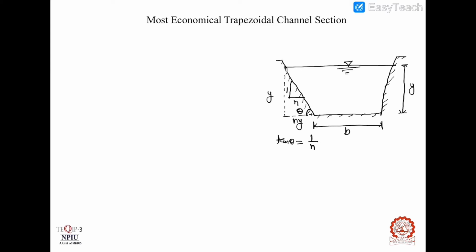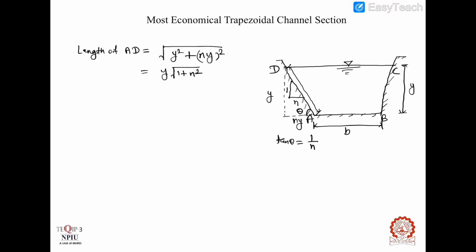Okay, so what will be the length of the sloping side in this case? Suppose this is A, this is B, this is C, and this is D. Then the length of AD will be equal to the square root of y square plus ny whole square. Means that will be y root over 1 plus n square.